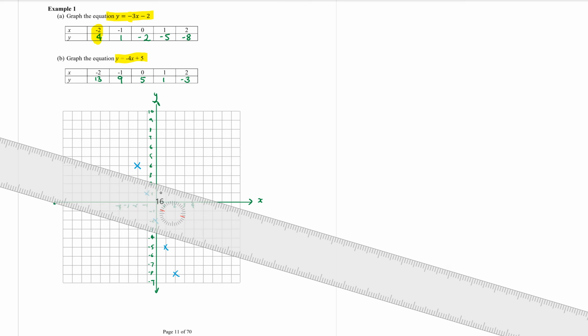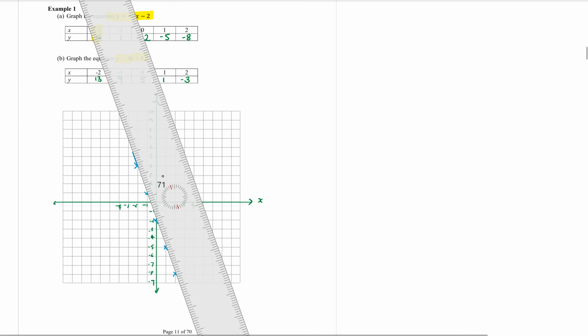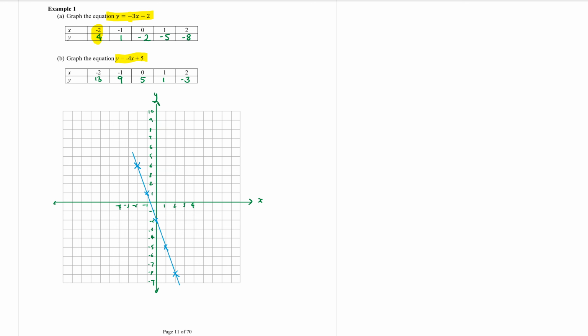We join that up. Nice straight line. Little bit longer than the dots so that we can put some arrows on there and label it. So that one was y equals minus 3x minus 2.